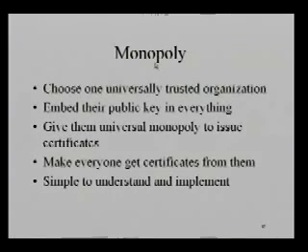So the monopoly model is, who is the CA going to be? In the monopoly model, what you do is you choose one organization universally trusted by all organizations, all countries, all companies, whatever, and you embed their public key in absolutely everything. Every piece of software, every hardware knows that public key, and everyone has to get certificates from this one organization. Now that's nice and easy to understand and to implement, but what's wrong with that?